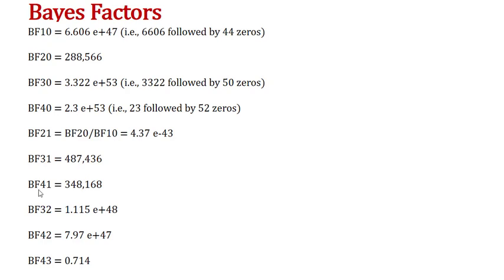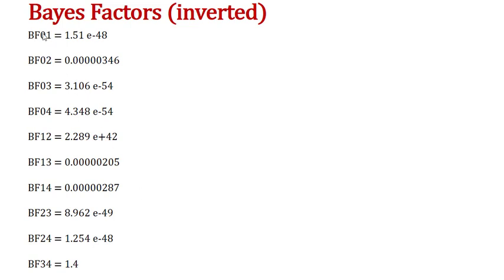So what I'm going to show you next is for all these Bayes factors, I did 1 divided by each of those, and we obtain the inverse. So Bayes factor 01 instead of 10, 02 instead of 20, and so on and so forth. So now, instead of having Bayes factor 43 being 0.7 something, we have Bayes factor 34, which is 1.4. So we can say that the data is 1.4 times more likely under model 3 than under model 4. Much easier to say than when it's less than 1.